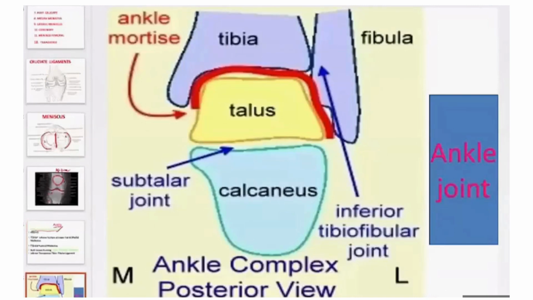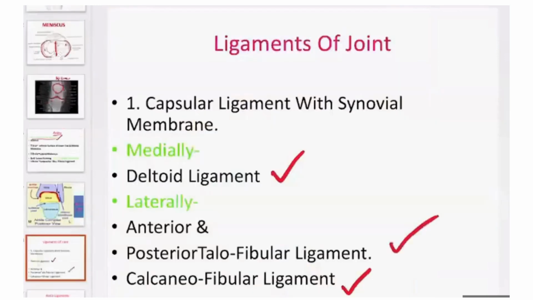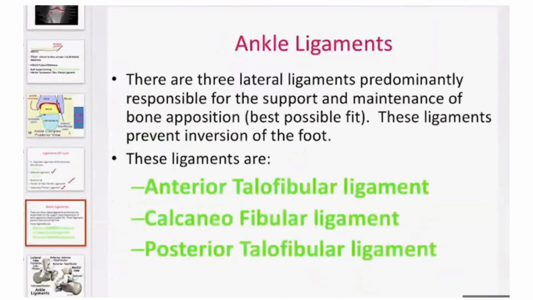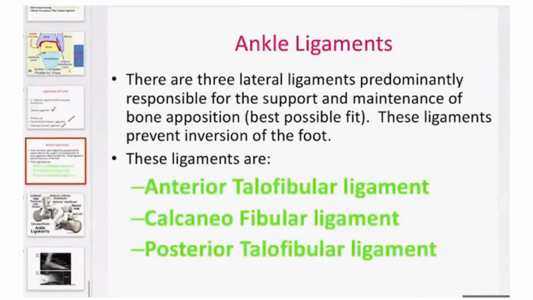Right? So the ligaments of the joint are the deltoid ligament, talofibular ligament, and these ligaments are important: deltoid ligament, posterior talofibular, and calcaneofibular ligament. Because ankle sprains are common, tear of the deltoid ligament is common during ankle injuries. The ankle ligaments are predominantly responsible for support. And these are the three ligaments. You will be concentrating on the ligament attachments.